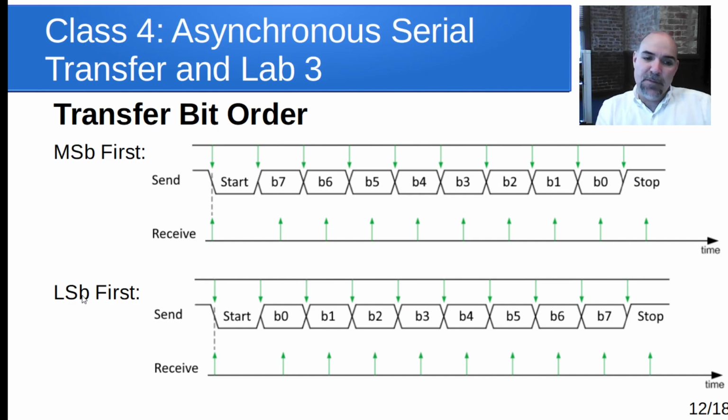Now, least significant bit first will go the opposite direction. B0, and then 1, and 2, and 3, and 4, 5, 6, 7, and then stop. Now, again, like I said, the one that tends to be used more is the second one here. This tends to be what you see in most UART-based systems. Least significant bit goes out first, and it works its way up to most, and then it's done.